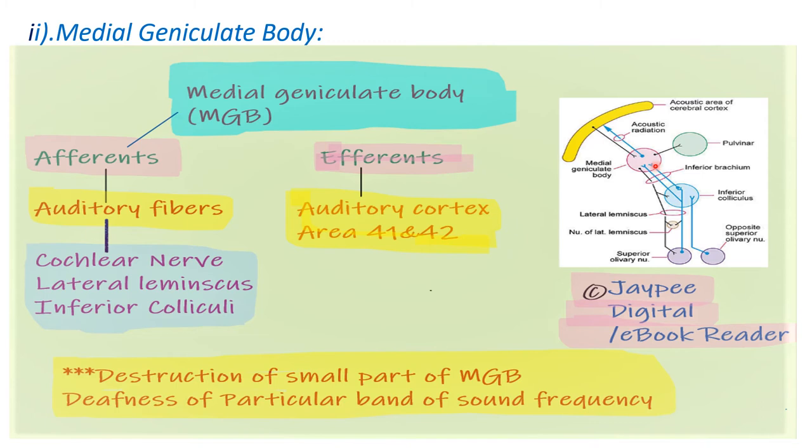And this is the reason that there is a spatially organized representation of the fibers in the medial geniculate body. So this is the reason that even if a small part of the medial geniculate body is affected, a particular band of frequency will be affected, and deafness occurs because of that particular band, because there is a proper organized pattern of auditory sensations present over here.